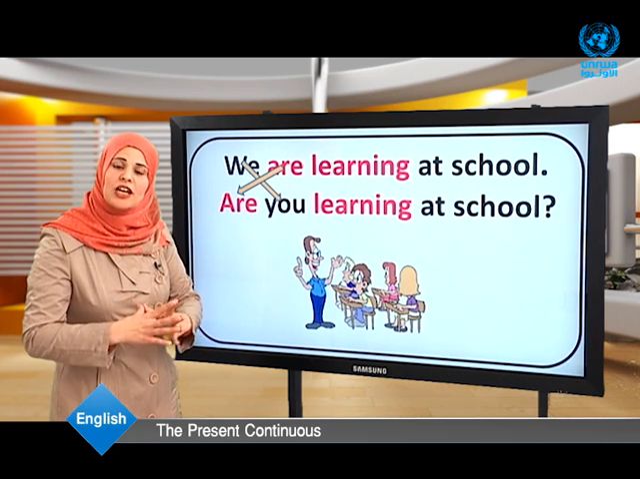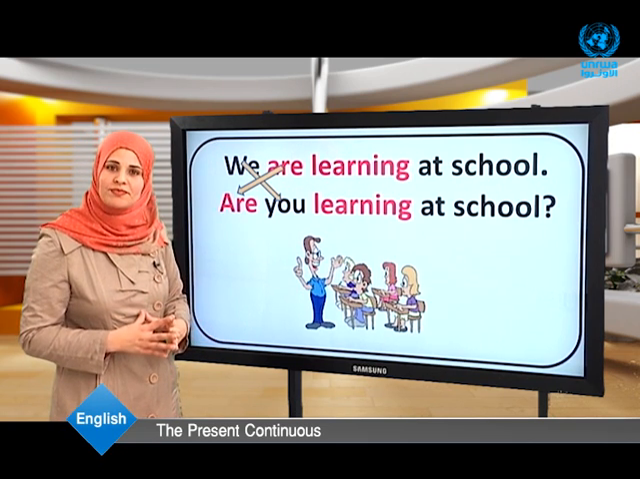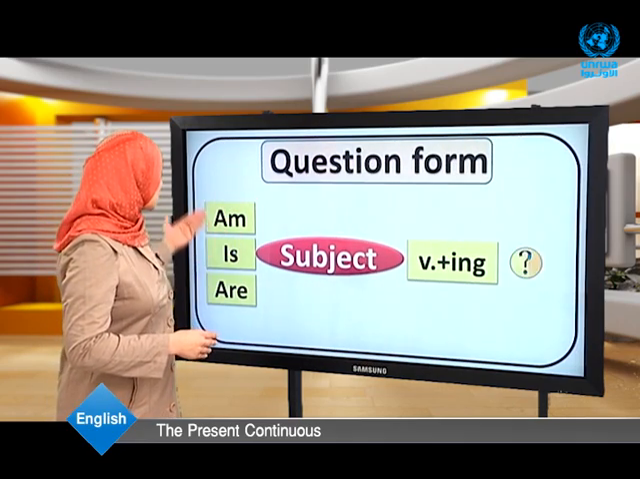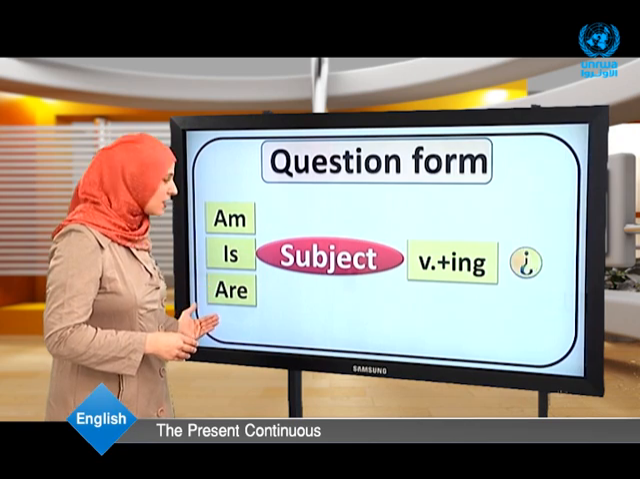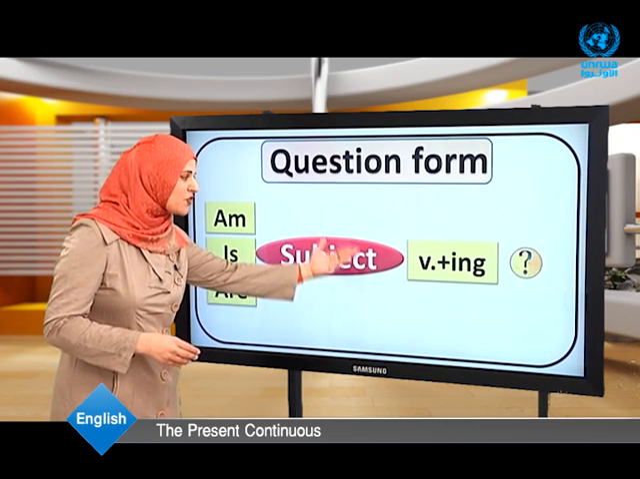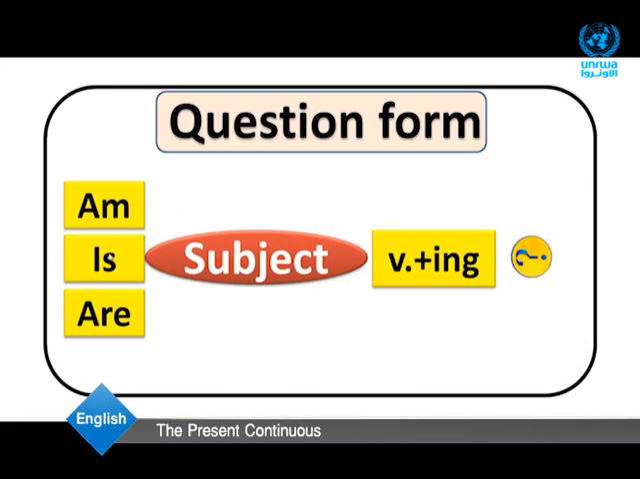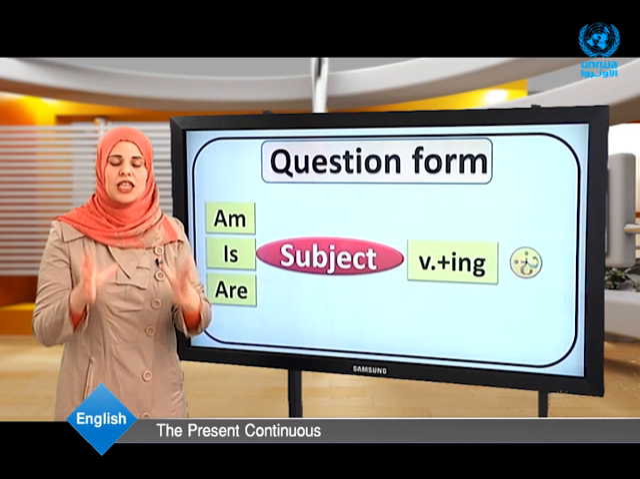Now, can you give me a conclusion about the question form? Thank you. Let's read the conclusion together. We begin with am, is, or are, then the subject, then the verb plus the ing. Once again, we begin with am, is, or are, then the subject, then the verb plus the ing, and don't forget the question mark. Thank you.